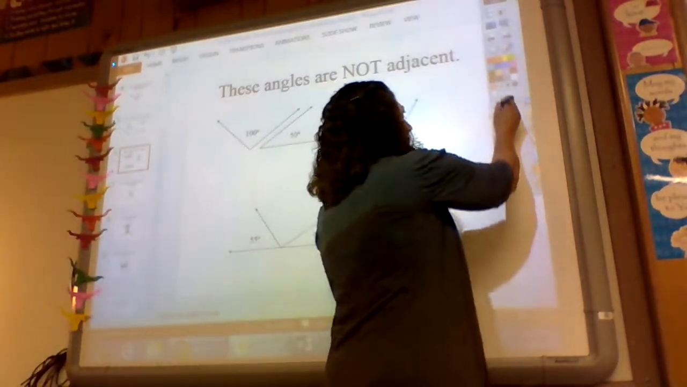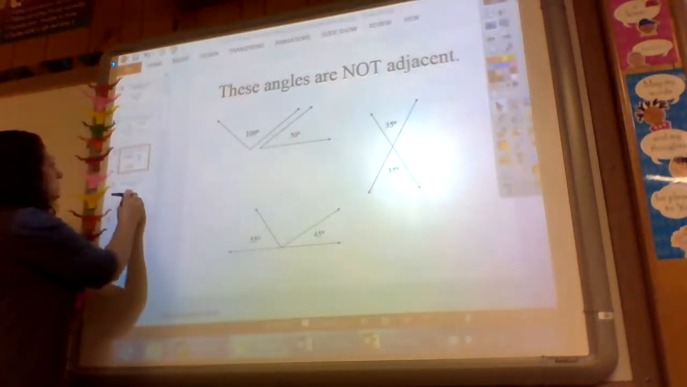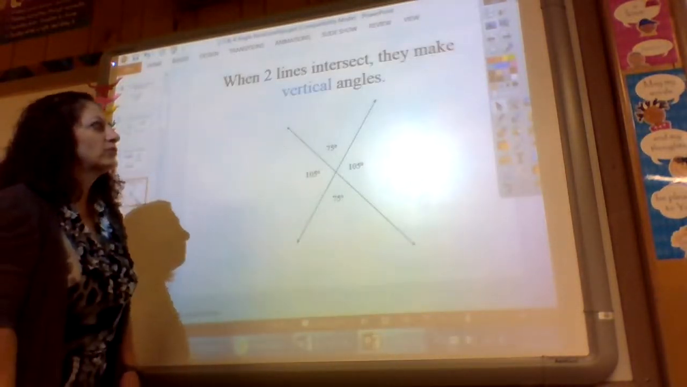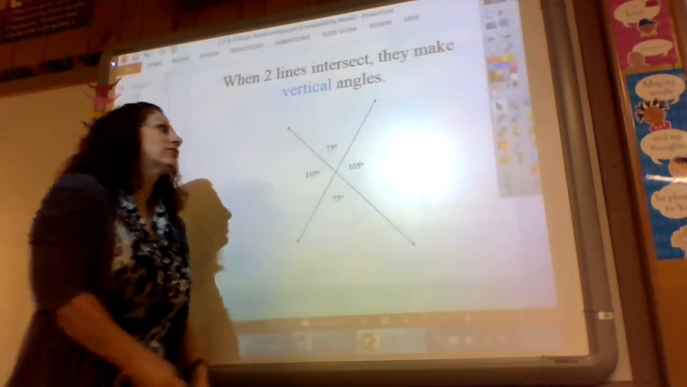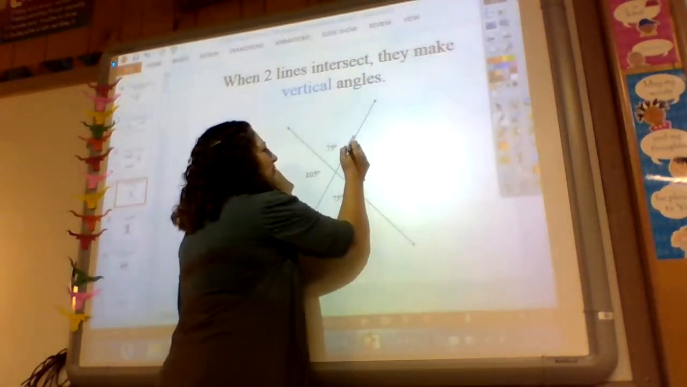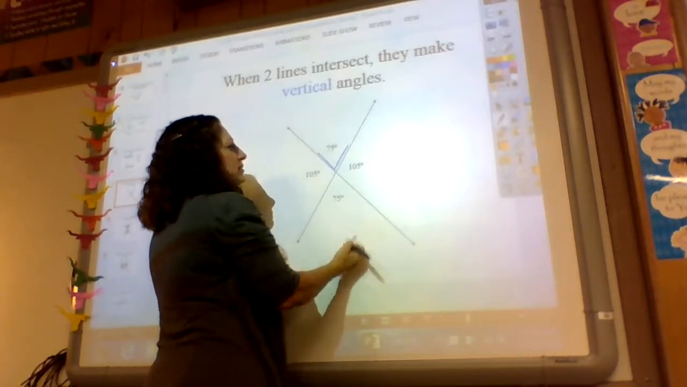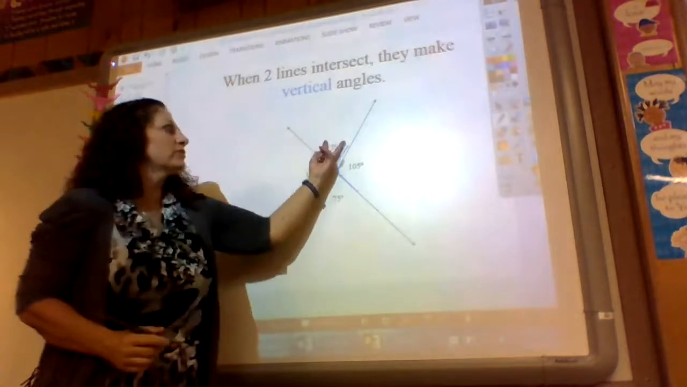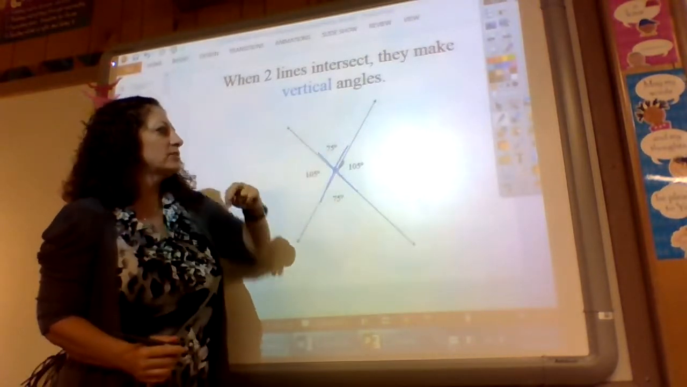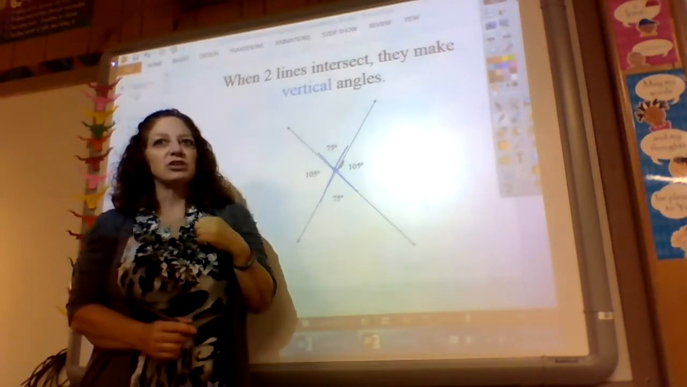All right. Okay, so the next term was vertical angles. Vertical angles make a V, vertical. I have a chant for it. Okay, so vertical angles would be this one, and then they share a common vertex. So the vertical angles are 75, and vertical angles are always going to be congruent.